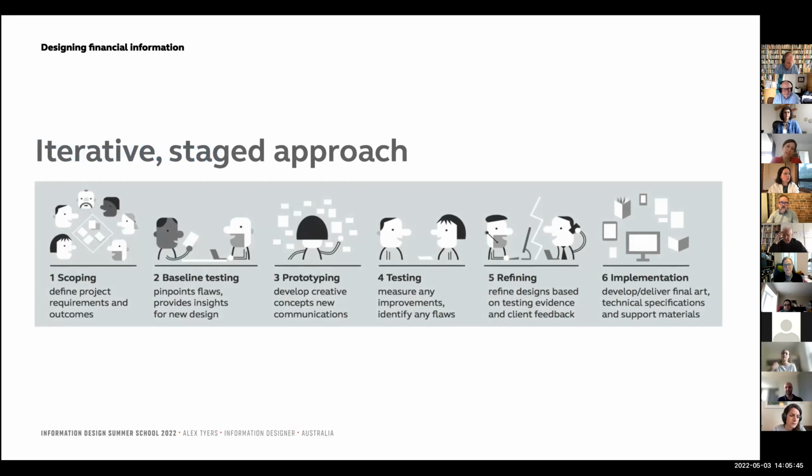I've got a staged approach to the way I work. I'll just quickly go through it. There's basically 6 stages. This is nothing spectacular. A lot of information designers would use this process. Scoping, obviously, to help define the project. Baseline testing, as I like to call it, where you go in and test the existing communications before you go ahead and redesign them.